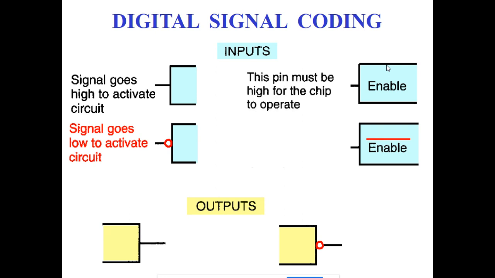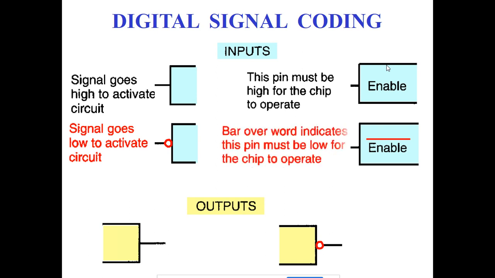Now on the one on the right, this input needs to be high for the chip to operate, and the one with the bar over the symbol indicates that the pin needs to be low for the chip to operate.